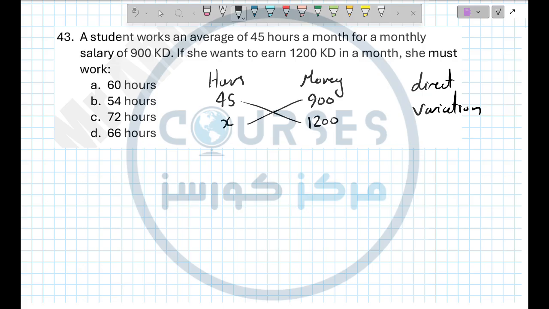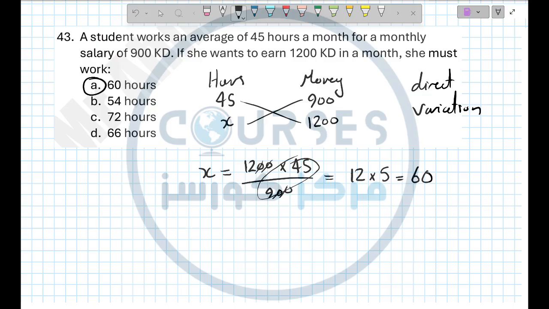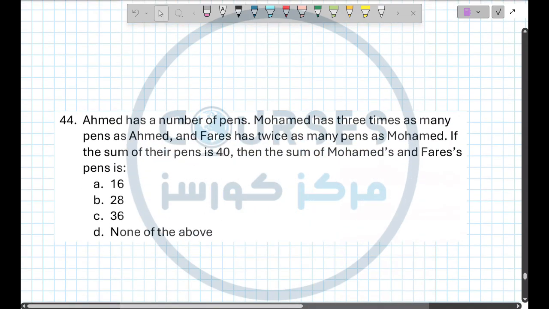Normal cross multiply. So x will be equal to 1,200 times 45 over 900. 2 zeros go with 2 zeros, and 45 divided by 9 is 5. So that's 12 times 5, which is 60. So she needs to work 60 hours.